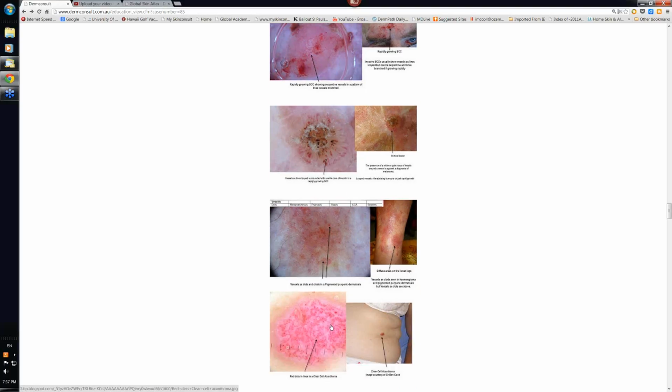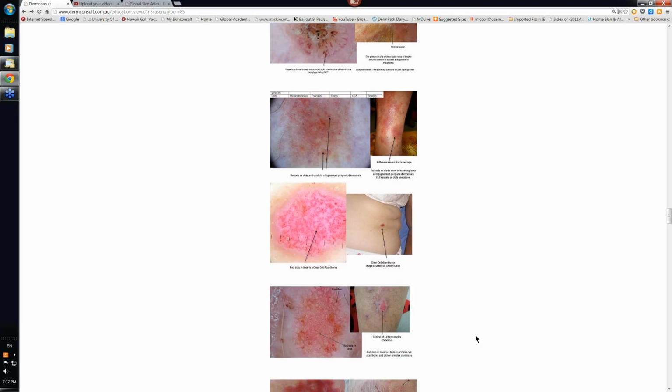By the way, there's these dot vessels that appear to be, like a string of pearls. They're part of a clear cell acanthoma, usually presenting as a pinkish nodule like this on the trunk or on the lower legs.